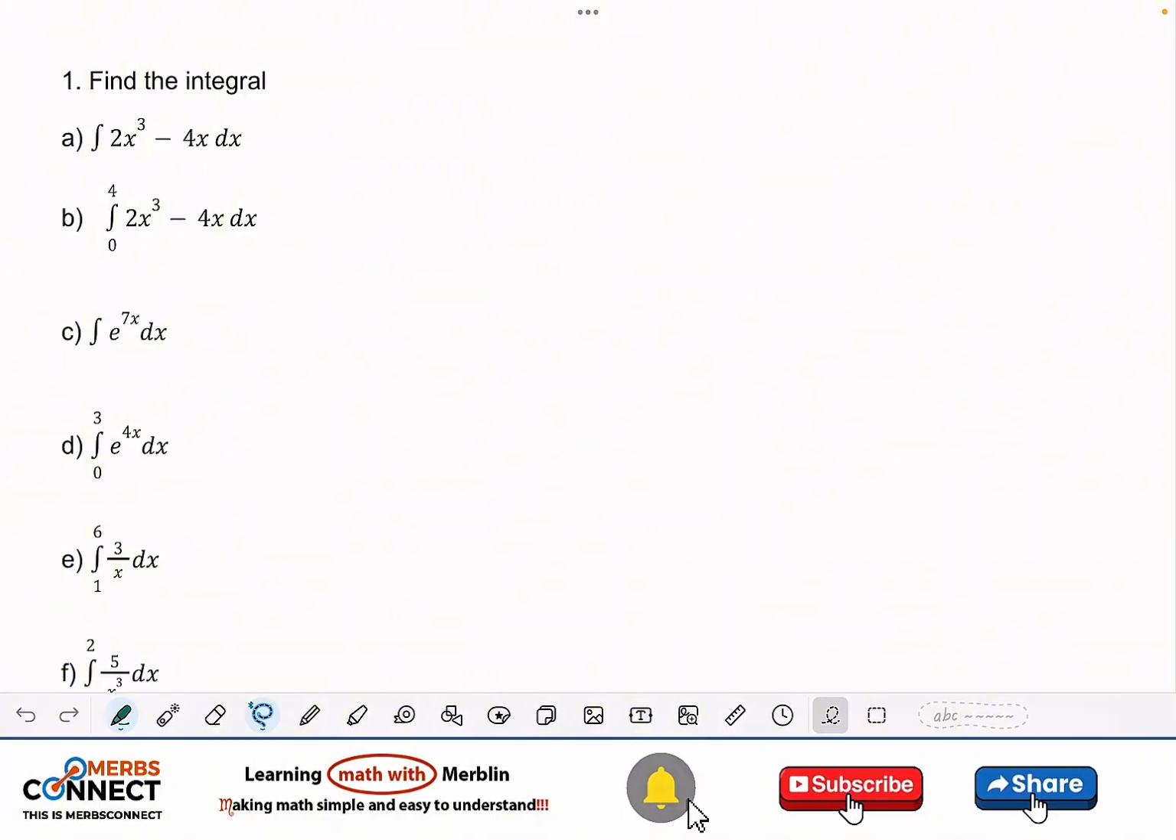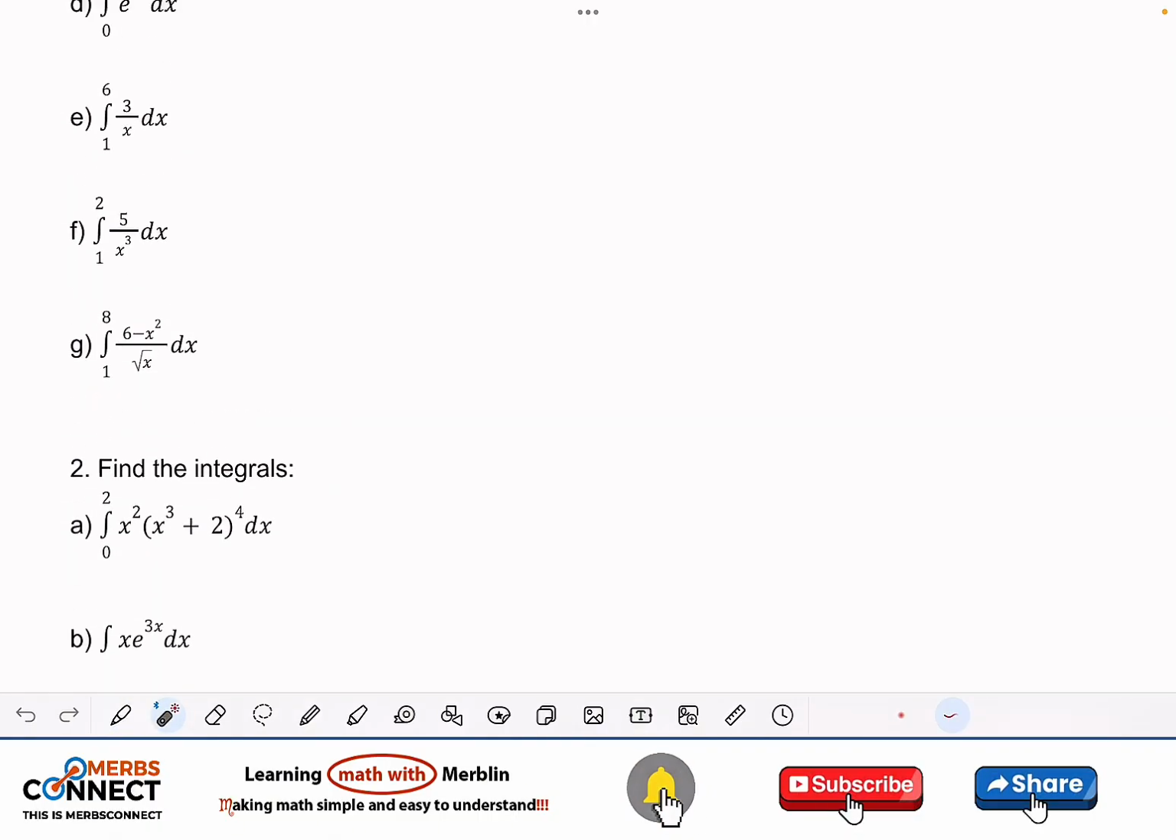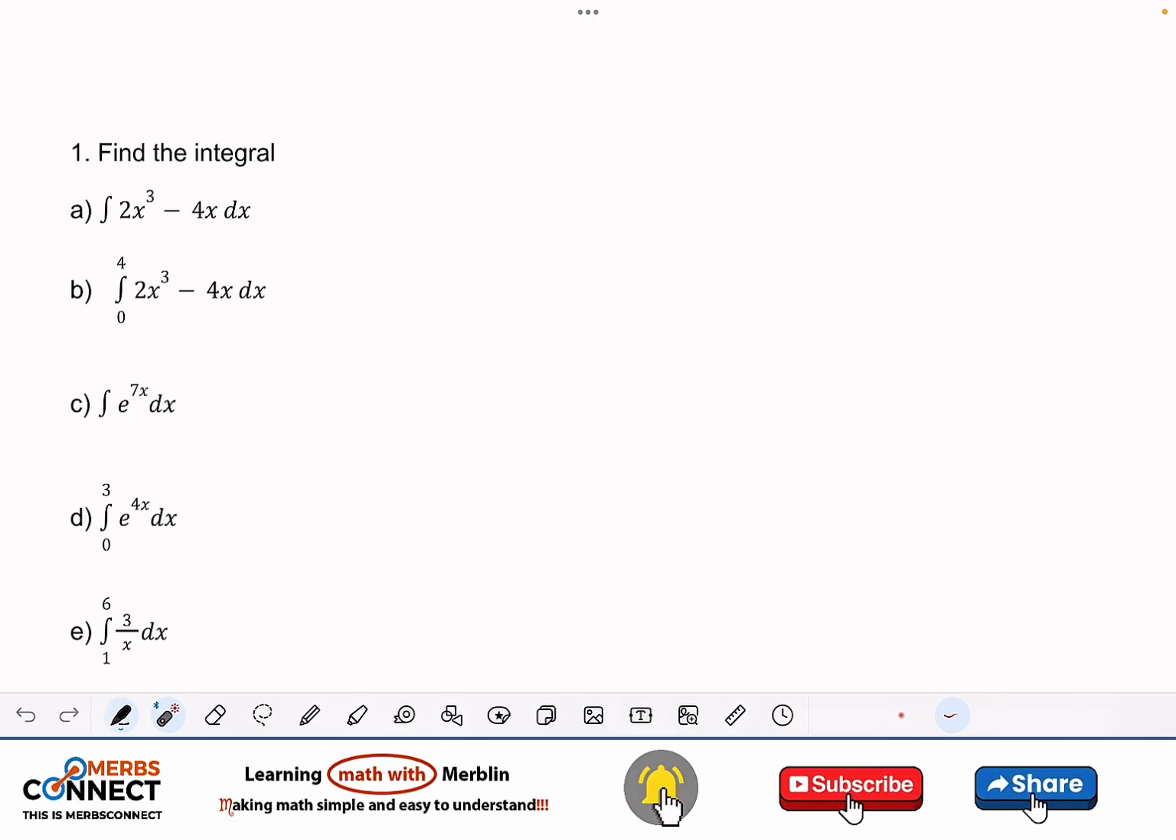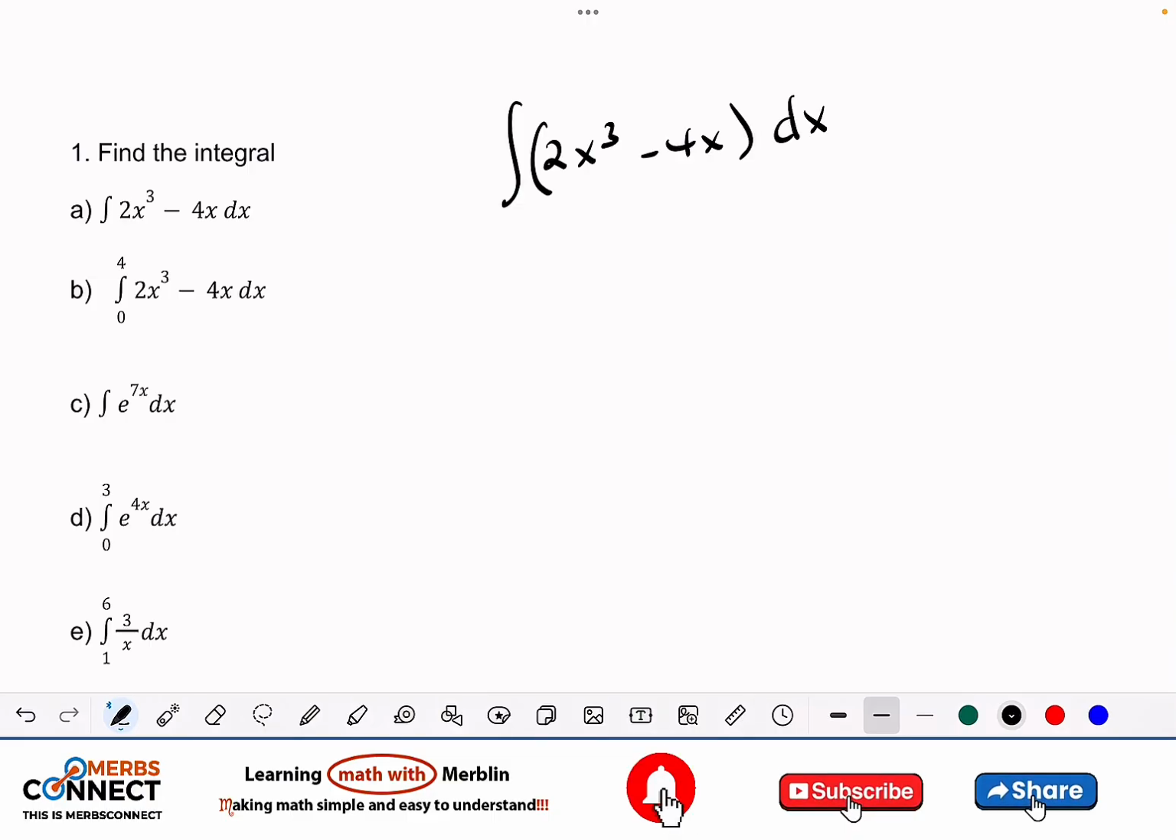Let's start. We want to integrate the following functions that we have here. We have a lot of questions that we are going to go through together. So let's start with the first one. We have this function that we want to integrate: the integral of 2x to the power 3 minus 4x dx. For us to integrate this, let me go step by step for the first two or three questions, and then we'll go straight.